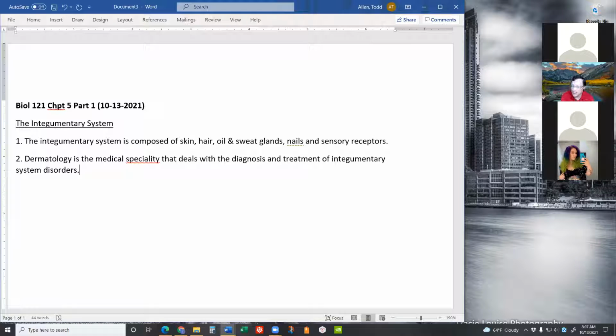Absolutely, Courtney. Acne would be another reason. If folks are having trouble managing their acne, they might go see a dermatologist. Okay, good job.